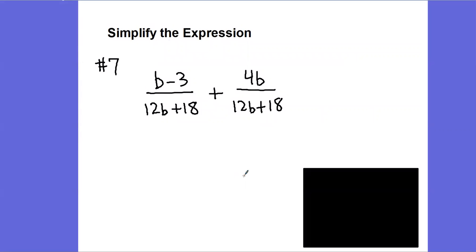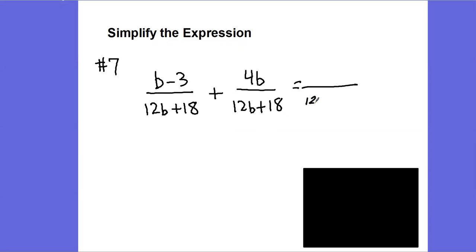Let's take a look at adding and subtracting with rational expressions. So right away, it should jump out at you that this is a slightly more complicated situation. Our problem is b minus 3 over 12b plus 18 plus 4b all over 12b plus 18. So the good news is I have common denominators here. So I'm not really going to worry about the denominators too much.